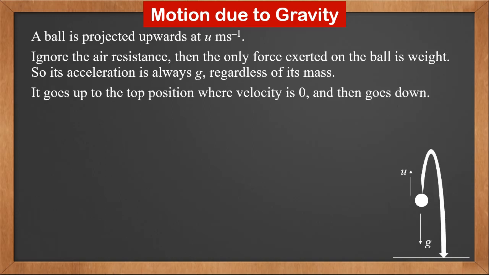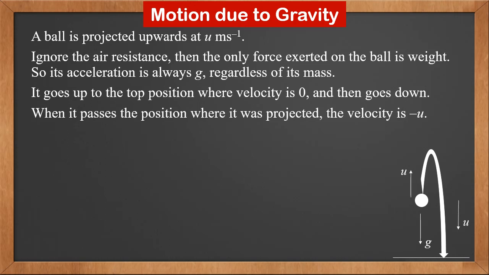The ball's motion has a rising part and a falling part. In the rising part, the velocity and the acceleration are in opposite directions, so the ball goes up to the top position where velocity is 0. And then goes down. When it passes the position where it was projected, the velocity is also u, but pointing downwards.